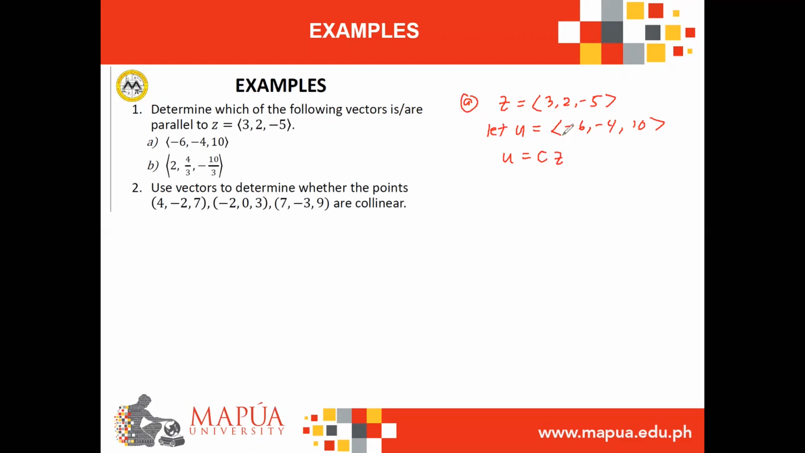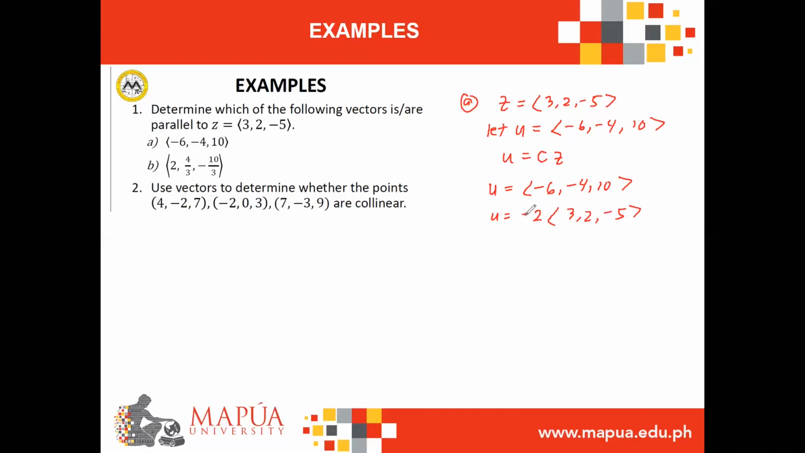So with that, let us check our given vector. So we have vector u again as negative 6, negative 4, 10. So we can determine the common factor for these numbers here, which is negative 2. So if I have negative 2 as the common factor for these three numbers, we can divide each component by negative 2, and we have 3, 2, negative 5. So that is negative 6 over negative 2 is 3, negative 4 over negative 2 is 2, 10 over negative 2 is negative 5. So as we can see, we have here the vector 3, 2, negative 5.